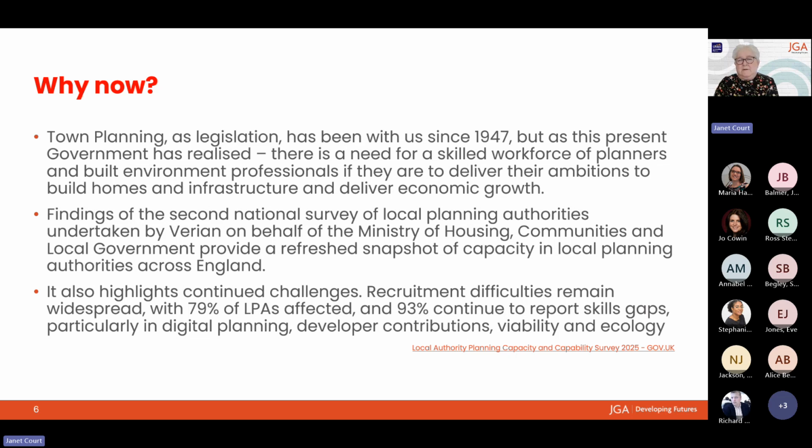But it identified a few things. It highlighted the continued challenges and recruitment difficulties that remain across England. 79% of the local planning authorities are affected, and 93% continue to report skills gaps, particularly in digital planning, developer contributions, viability, and ecology, because planning is so broad and so deep in what it does. Now, of course, this apprenticeship won't solve that problem. It can't. But it will go some way to building the underpinning support of skilled staff within local planning authorities and in private practice as well.